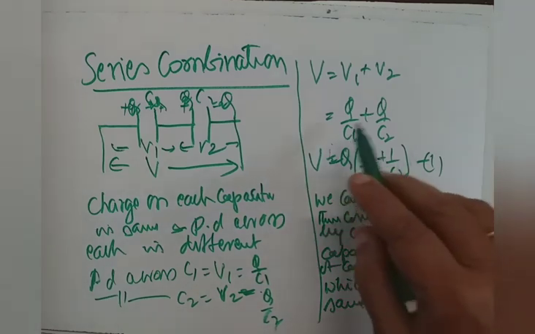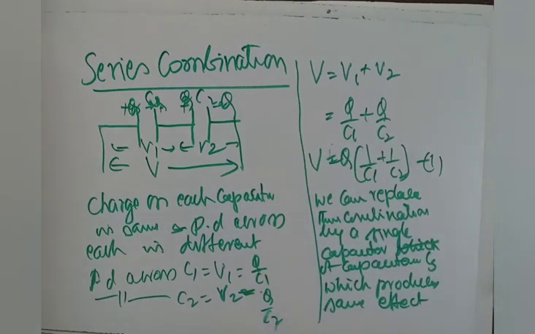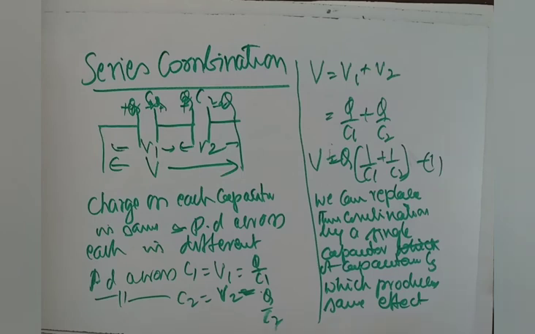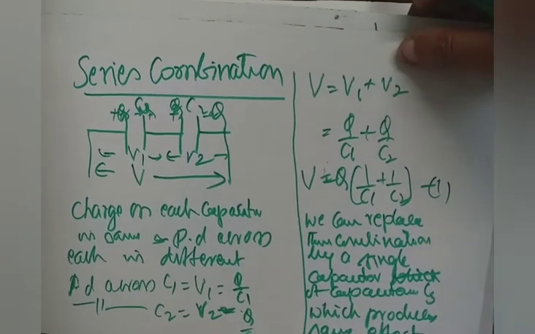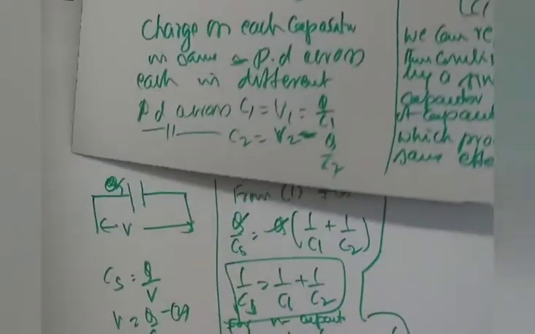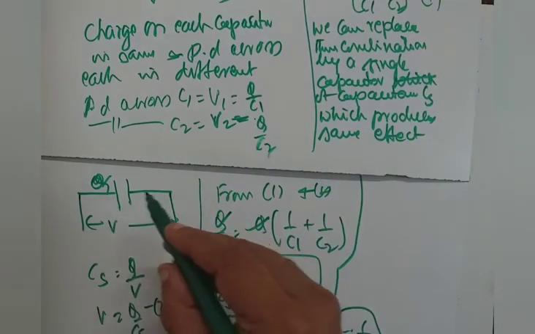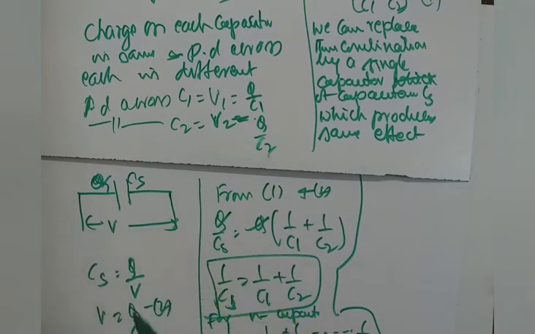We know two potentials, V1 across C1, V2 across C2, V equals V1 plus V2. Now substitute V1 and V2: Q by C1 plus Q by C2, take out Q common factor, V equals Q into 1 by C1 plus 1 by C2, which we call equation 1. Now, the whole combination can be replaced by a single capacitor of capacitance CS, which produces the same effect. That means it is the equivalent or effective capacitance. For that we write a circuit here, Q, whose value is CS, V. And for that CS equals Q by V, or V equals Q by CS. We call this equation 2.